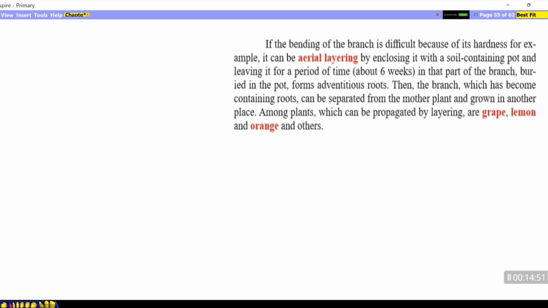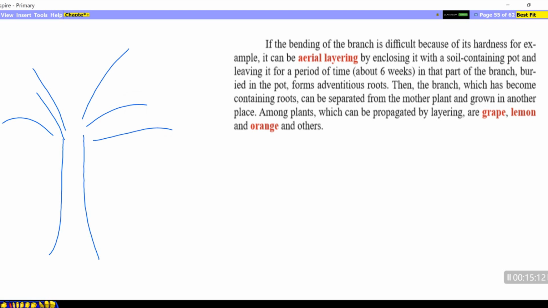Another type of layering is aerial layering. If the bending of the branch is difficult because of its hardness, for example, it can be layered by enclosing it with wet soil. A woody plant has stems and many branches, but because the stems have secondary growth, they are solid and cannot be bent.